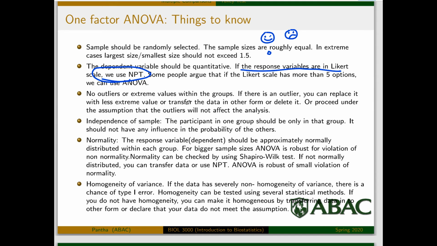Okay, independence of sample. The participant in one group should be only in that group. It should not have any influence on the probability of the others. Normality: the response variable should be approximately normal. For bigger sample sizes, Anova is robust to violation of normality. If the sample size is big but the data is not normal, you are okay to use it. Normality can be checked by using the Shapiro-Wilk test. If not normally distributed, then you can use a non-parametric test, okay? Anova is robust to simple violation of normality.